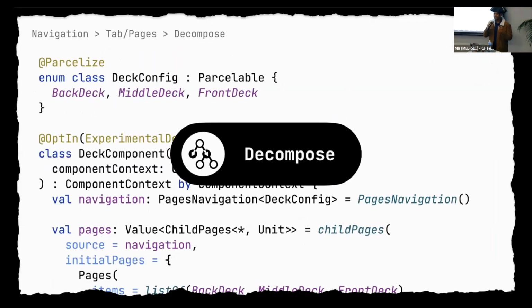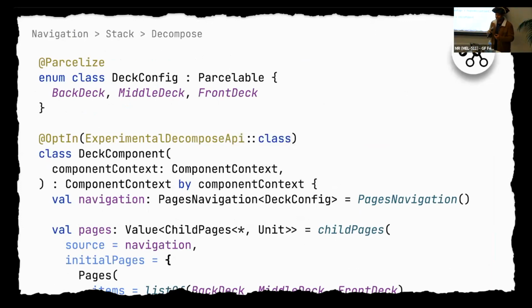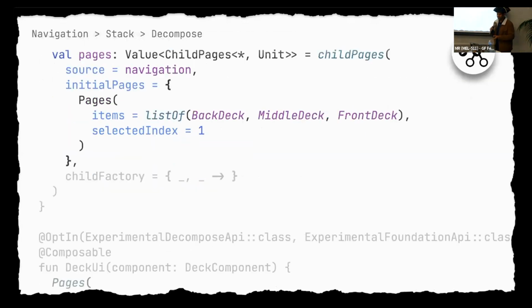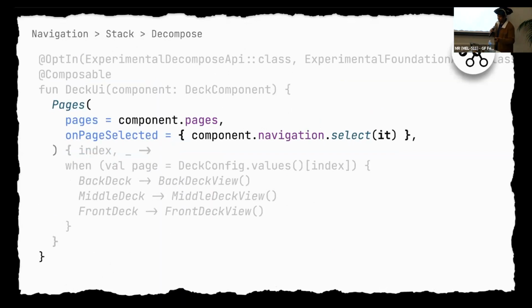In Decompose, the same pattern exists, and in this case, it's a different stack navigation implementation. So just like before, we have the same configurations, but the only difference here is that instead of assigning a stack navigation model, you just create a page navigation model, and it's implemented in the same way. In order to navigate, you can just do that. And instead of the child composable, you have the pages composable now.